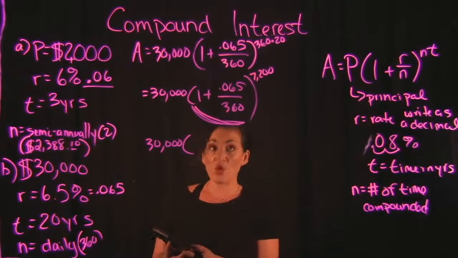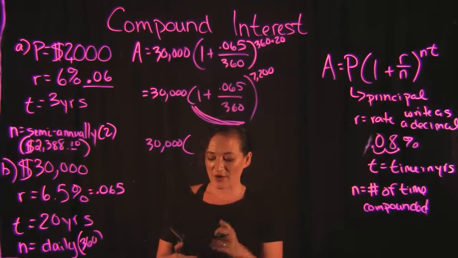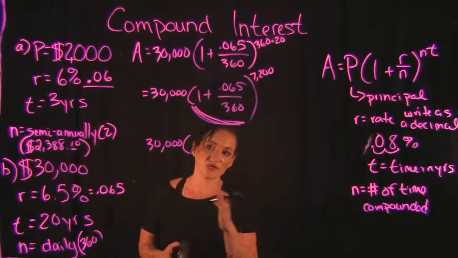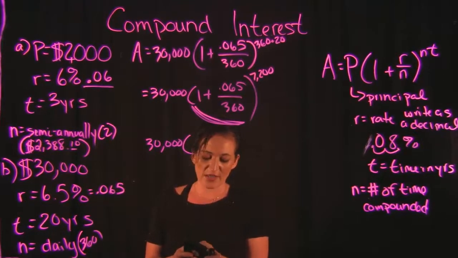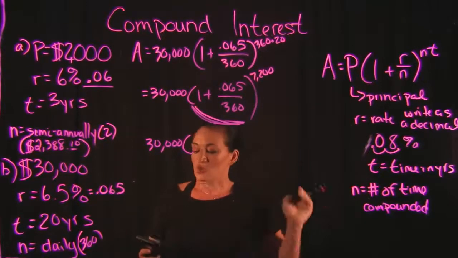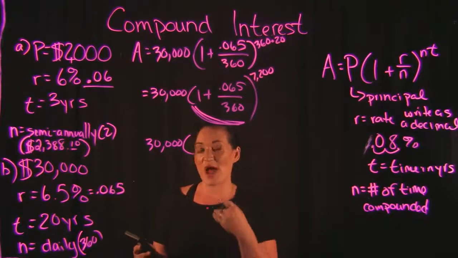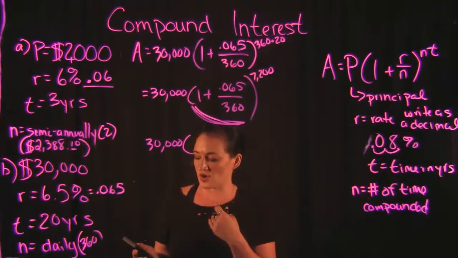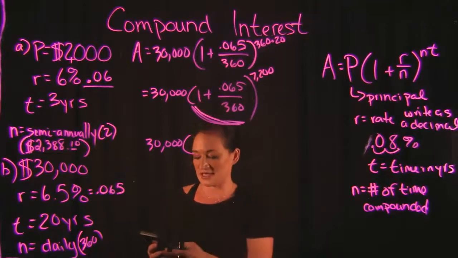Now, I'm going to keep this in my calculator. I have a calculator on my phone where I can do this in steps. Otherwise, if you don't have a calculator that's going to let you do that, write as many of the decimal points or the decimal numbers as possible. I am getting 1.00018056 as the inside of this parentheses.